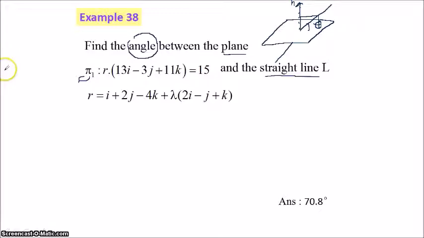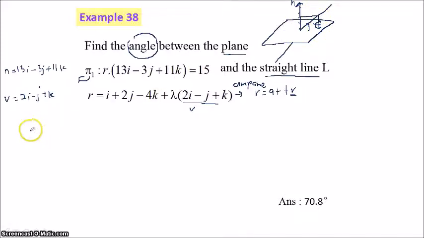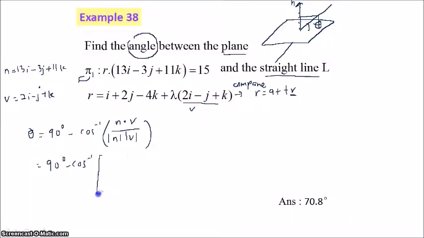The normal vector for the plane, again from r dot n equals a dot n, must be 13i minus 3j plus 11k. For the line, the formula is r equals a plus tv. Whenever you have a t, then you have a v. Here it is lambda, so that's how your v works. Your v is 2i minus j plus k. So we apply the formula. The theta is equal to 90 degrees minus cos arc of n dot v, because n is the normal vector. We plug in the values of the normal vector and the vector of the line, divided by its modulus.